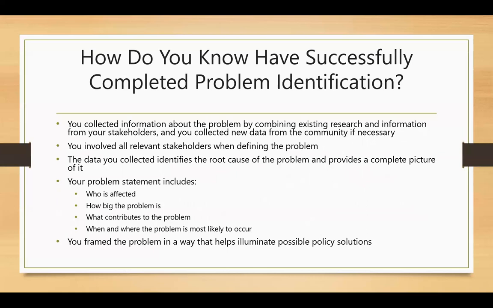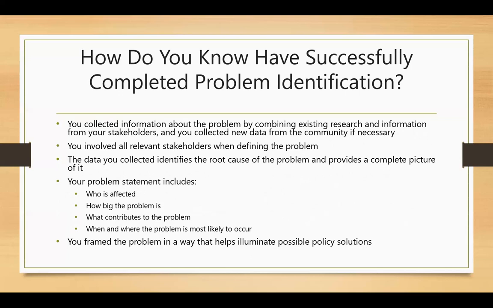So how do you know you've successfully completed problem identification? You collect the information about the problem by combining existing research and information from your stakeholders, and you collect new data from the community if you need it. You've talked to all the stakeholders. Do not create a policy that the boots on the ground don't know is coming, because that's going to earn you distrust. Don't create a policy without community input, because then you're going to have activists coming and causing issues. Make sure that all stakeholders have been talked to.